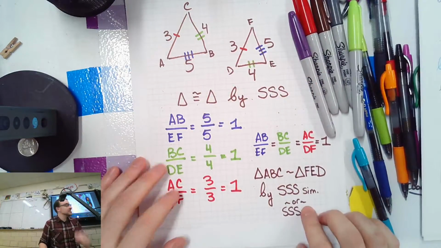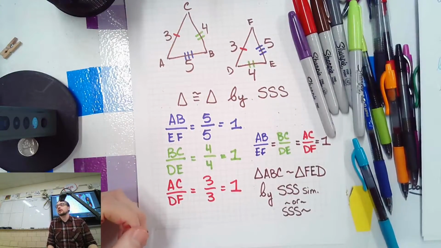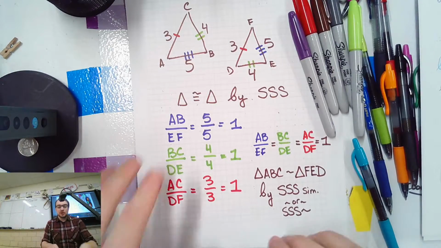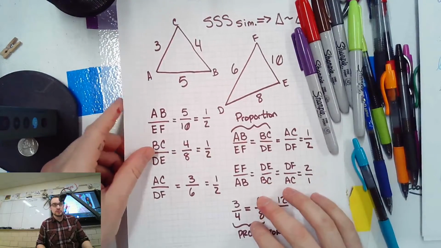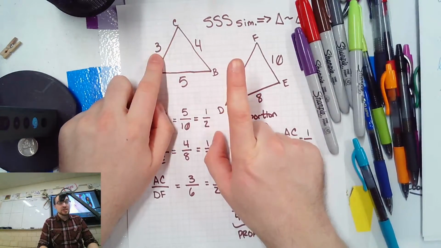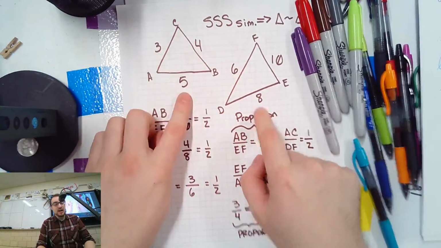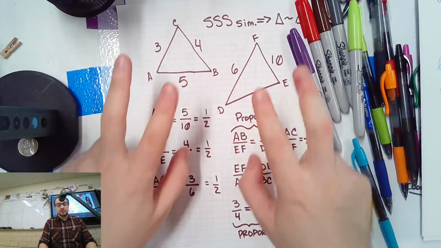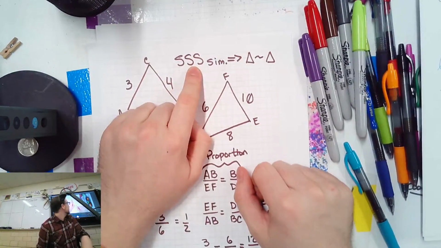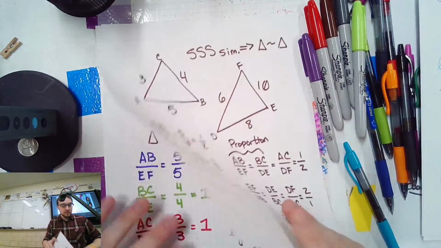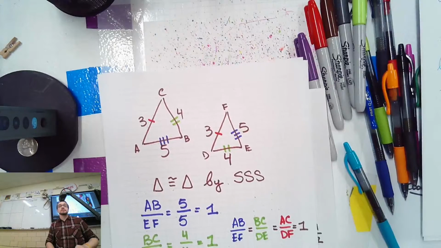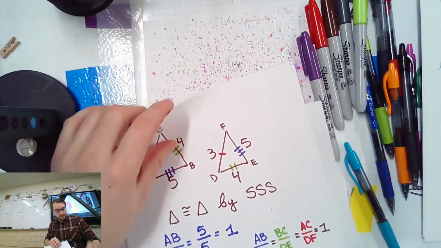So by SSS similarity, we can say two triangles are similar. And again, what we have to look for is not for the triangles to be the same, but for the triangles to be proportional. So 3 to 6 is the same as 4 to 8 is the same as 5 over 10. They're all a half. So these two triangles are similar by SSS similarity. Everybody cool with that idea? All right. Turns out even if they're congruent, they're similar.